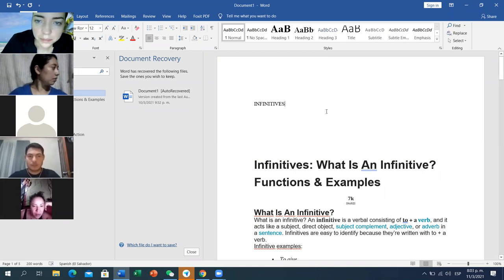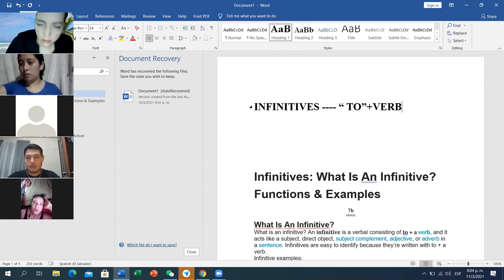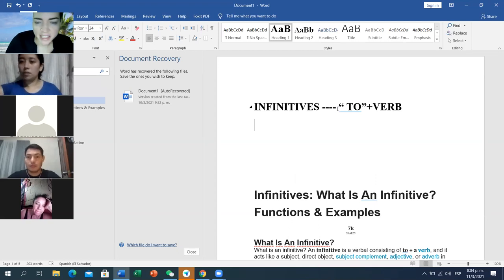Infinitives. So the most important thing with an infinitive is that we use the word to, plus the verb. So exactly what it seems like this, okay? I'm studying English, or better said, I always go to the classes. I always go to the classes because I want to study English. I want to study English because it's very important.